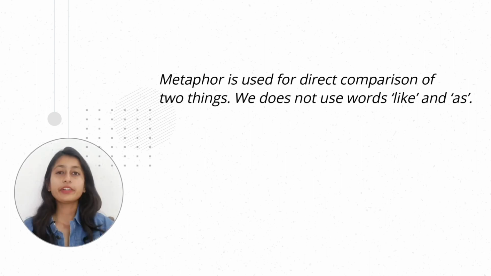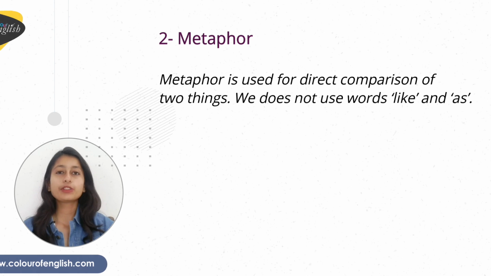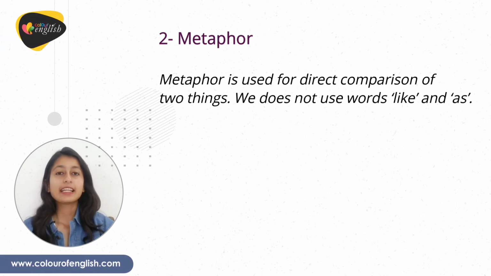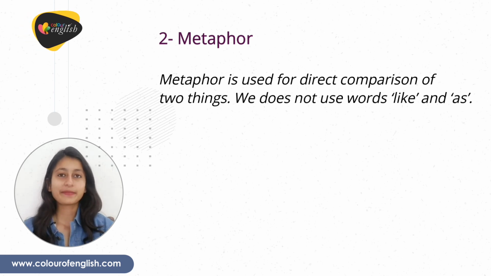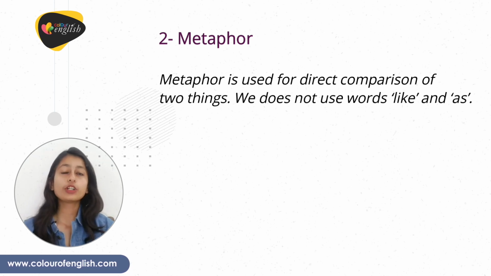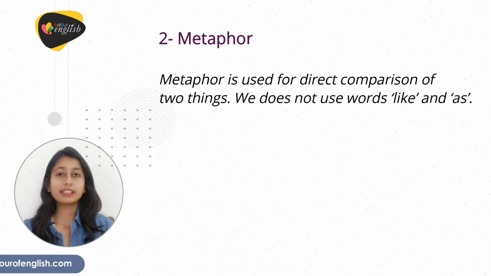Now the second literary device is metaphor. Metaphor is used for direct comparison of two things. In metaphor, we do not use words like and as. So in other words, metaphor is also used to compare two things but without using the words like and as. In this we have direct comparison.